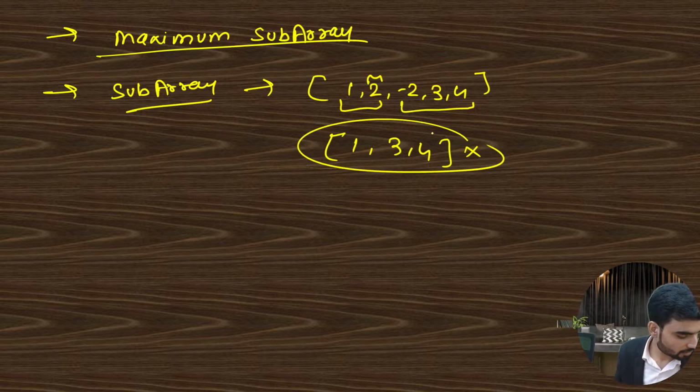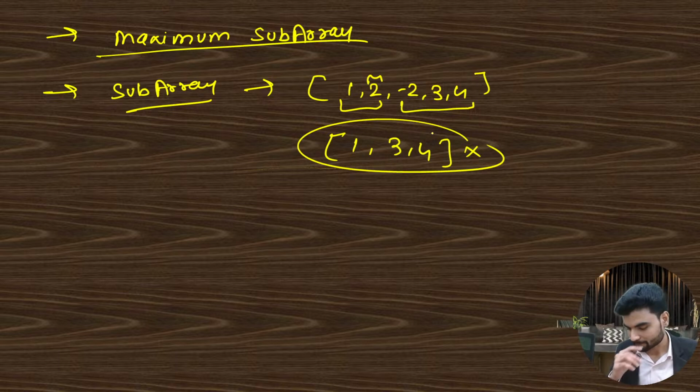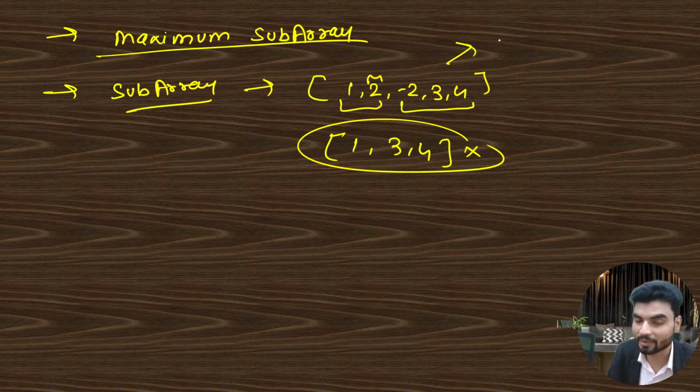Sir, in this problem, there must be a value of k, the maximum number of elements that can be taken. No, they haven't defined it. The number of elements is not defined, it can be anything. So even the whole array can have the maximum sum, and even a single element can have the maximum sum. That's what they have mentioned.